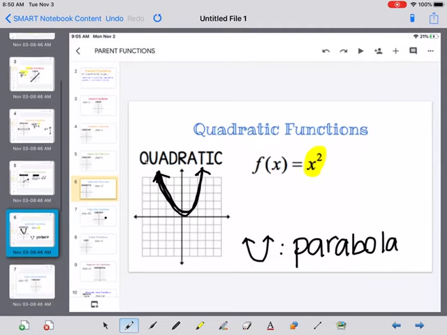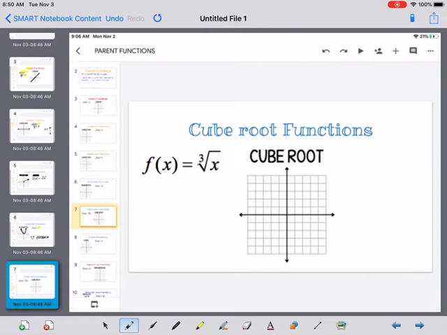We then have exponential, or cube root, sorry, getting ahead of myself. Cube root, so any equation that starts with the cube root of x, your graph starts at 0, and it looks like an elongated S. You've stretched out this S. And so that is what it's going to start with.